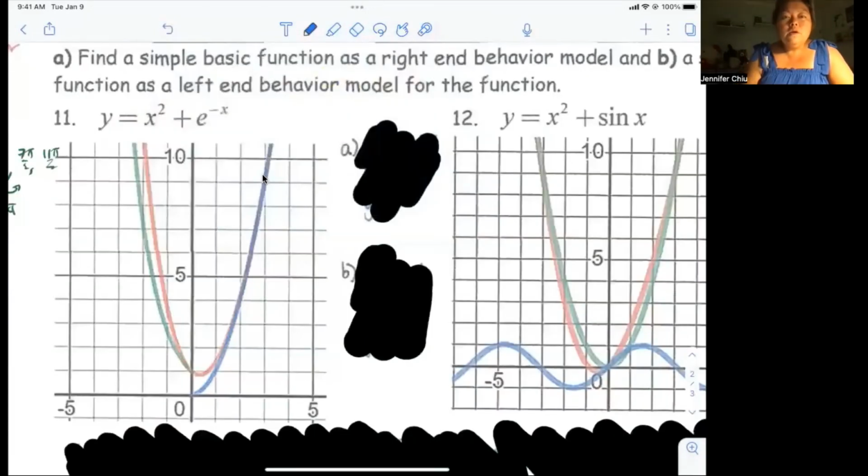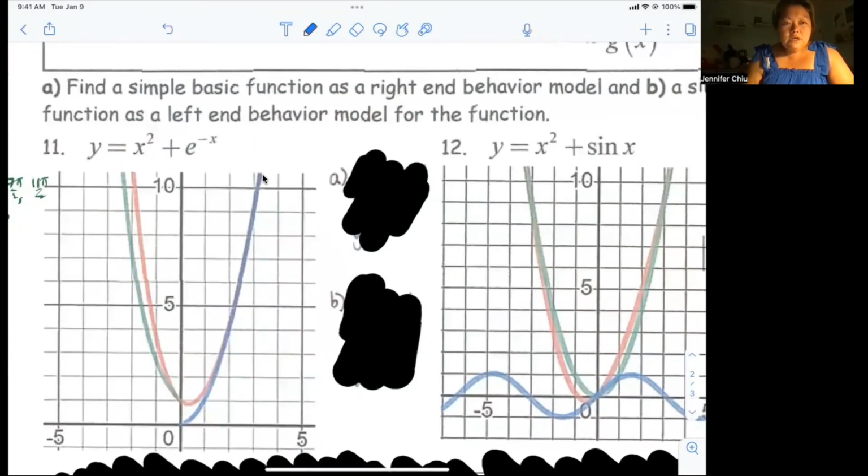Okay, so right now we're being asked, number 11 here, to find a simple basic function as a right end behavior model, and we're looking for a left end behavior model. So what you want to do is look at your original function, look at the terms, and see which one is a better end behavior model for your entire function. So this entire function is x squared plus e to negative x. You want to look at x squared and e to negative x respectively and see which one is a better fit for your left side or right side, right?